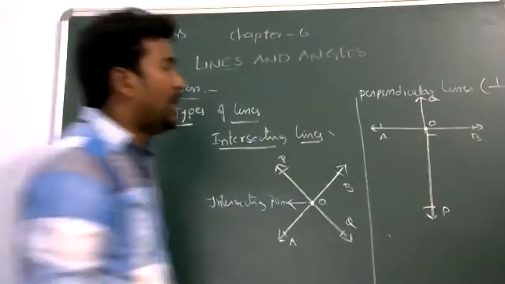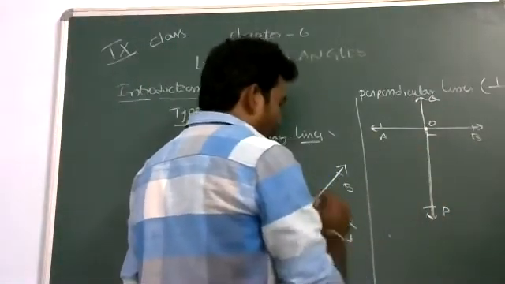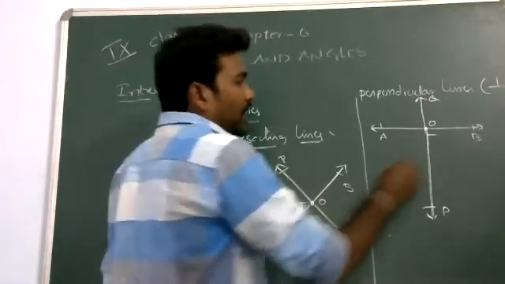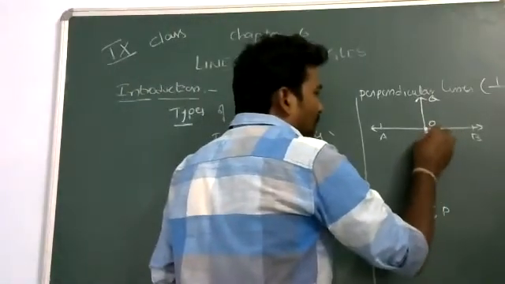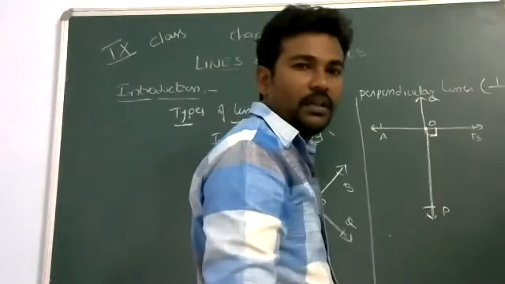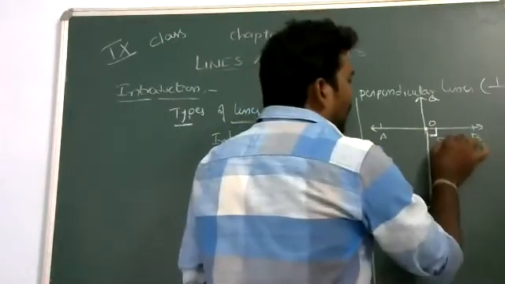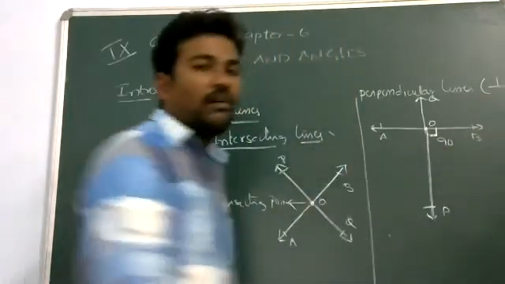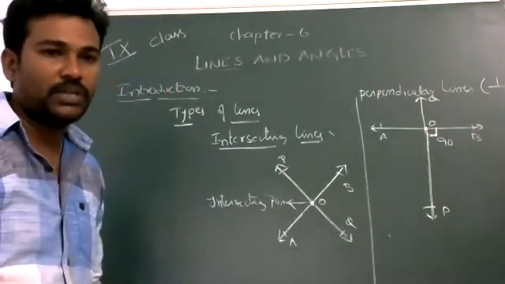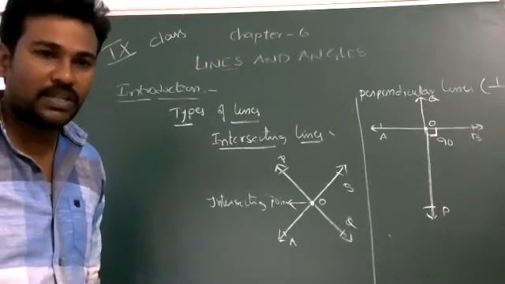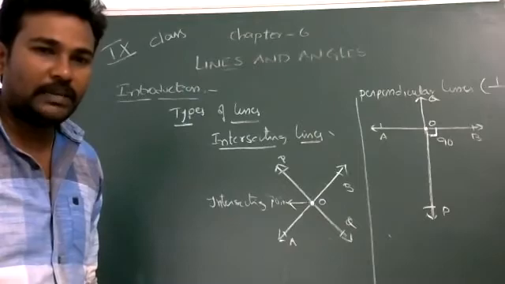Now here there is no particular angle in these intersecting lines. Perpendicular means the angle at the intersecting point is exactly 90 degrees; then those lines are called perpendicular lines. Is it clear now? Types of lines is completed.